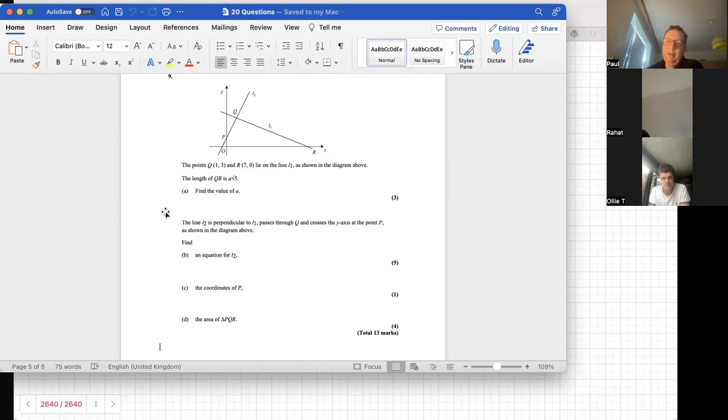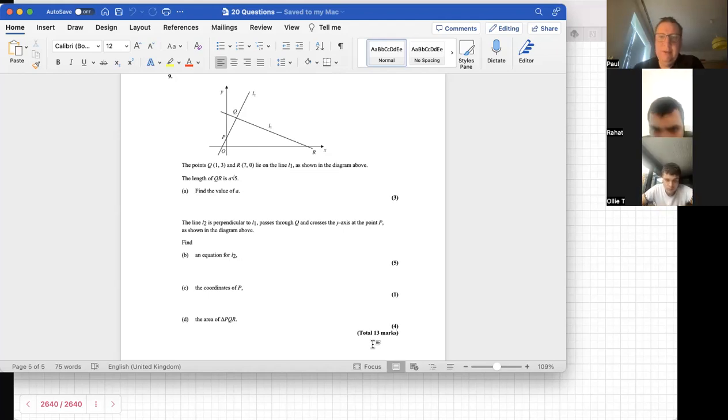We'll have a look at the area of the triangle PQR. So we know the length of L1, and we know it's perpendicular. Just thinking the best way to do it. Why don't you do the question yourself, Ollie? Have a go at finding the value of A, and I'll do it after you.